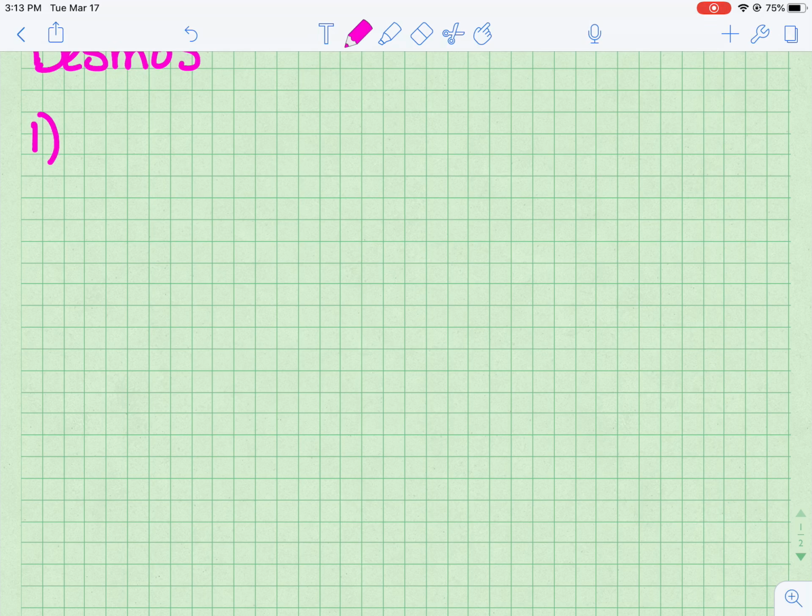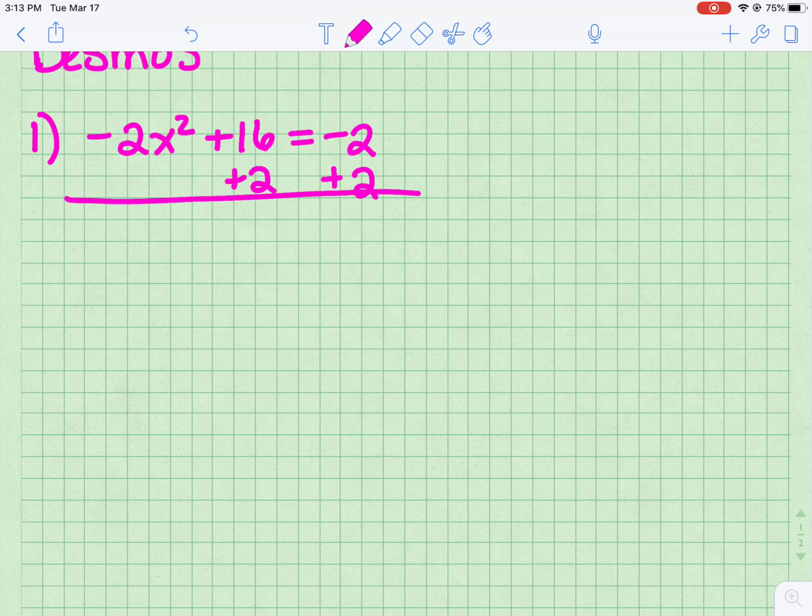Number 1 on the sheet is negative 2x squared plus 16 equals negative 2. The first thing you should notice, if we're doing a graphing calculator, it needs to be equal to 0 because we need to put this into the y equals on our graphing calculator. So I'm going to add that 2 to both sides to get it equal to 0. My equation is equal to 0. So it's negative 2x squared plus 18 equals 0.